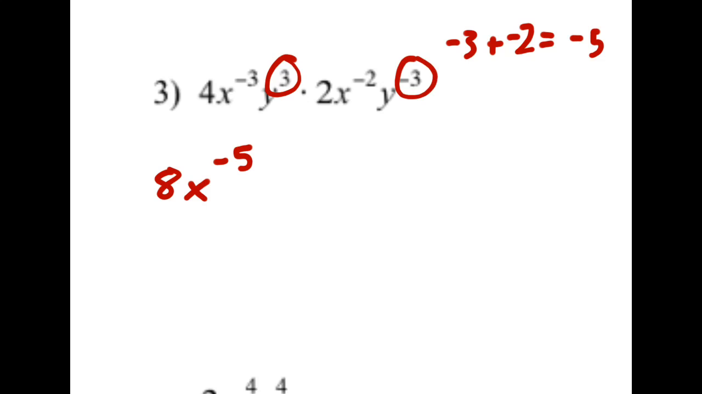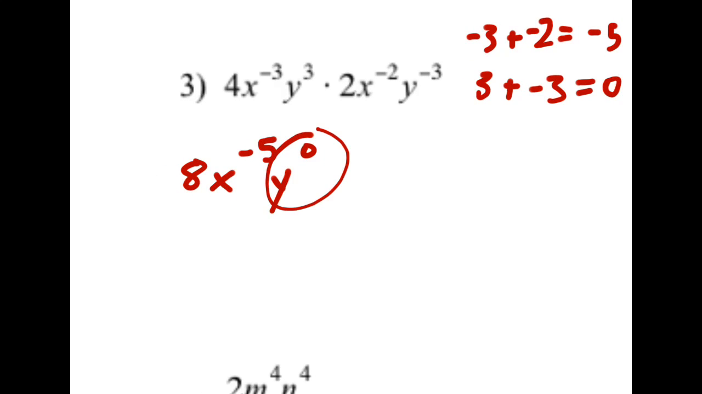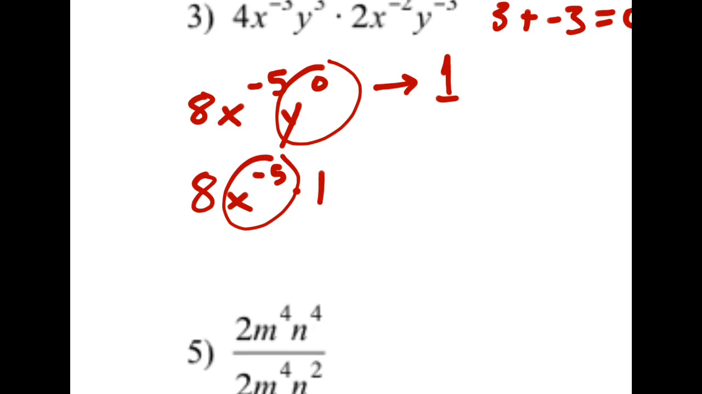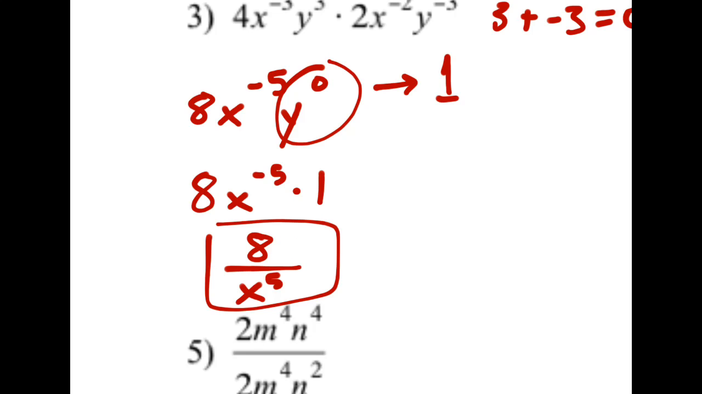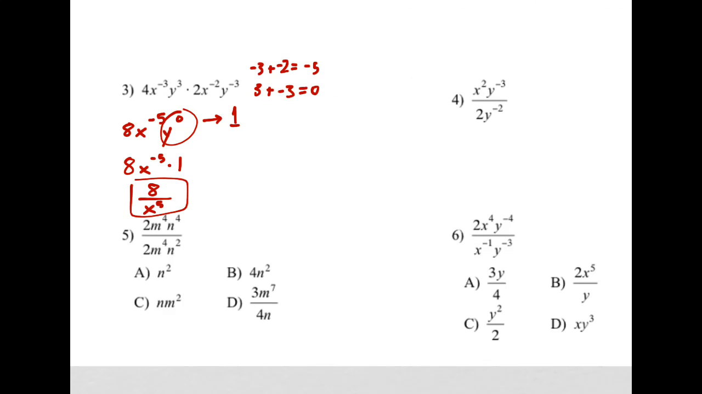And then 3 plus negative 3, that's 0. So we have y to the 0. Remember, this is just 1, right? So it's 8x to the negative 5 times 1. Anytime we have a negative exponent, though, that goes to the bottom. So it's 8x to the 5. 8 times 1 is still just 8. So that is our answer, 8 over x to the 5th. We're moving right along. It's pretty easy. So what's number 4?